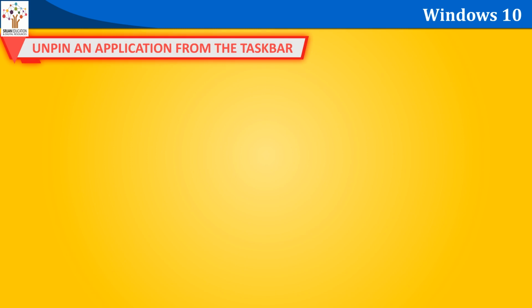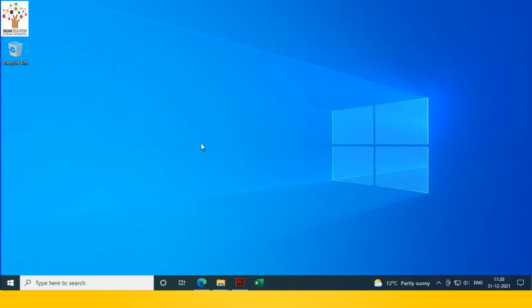Select the Pin to Taskbar option from the context menu as shown in the following figure. Unpin an application from the taskbar. If you want to unpin an application from the taskbar, just right-click its icon on the taskbar and select the Unpin from Taskbar option. You can pin it back again anytime you want.